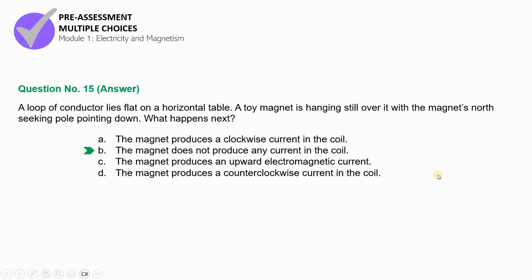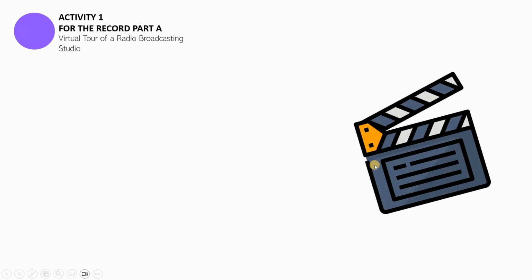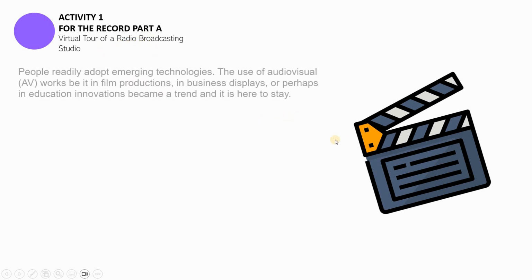We are now through with the pre-assessment multiple choices, Module 1, Electricity and Magnetism. This is the first part of this video lesson. We are now ready to proceed to the second part. The second part is titled Activity 1, Part A: a virtual tour of a radio broadcasting studio.